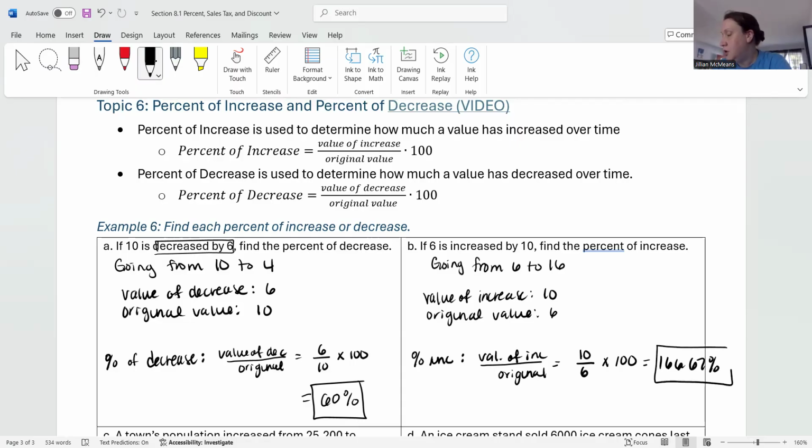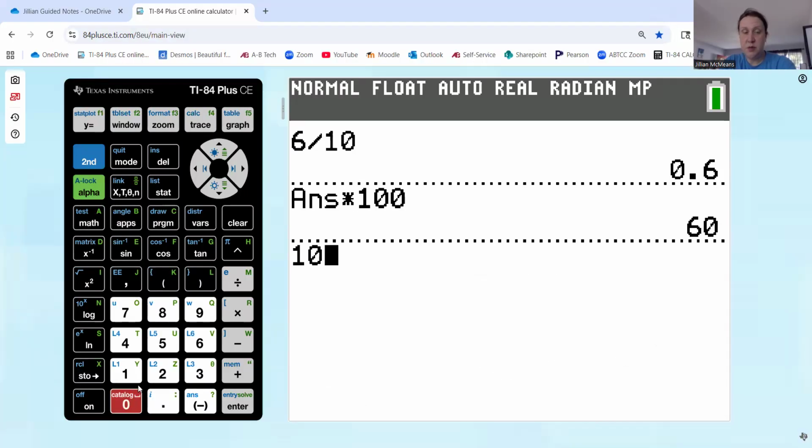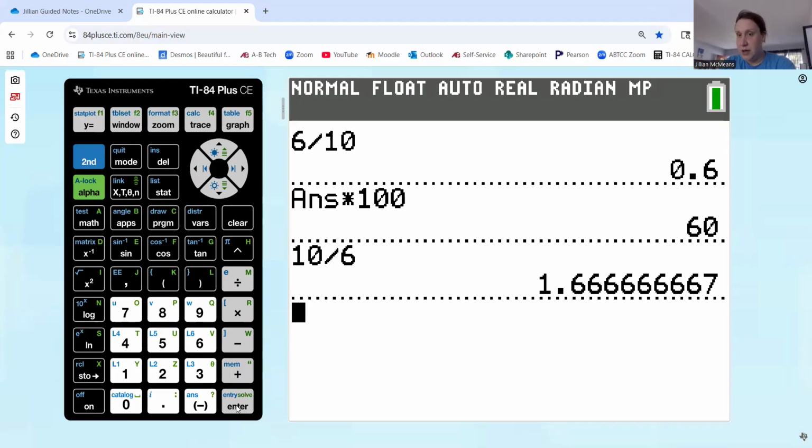All right, so let me show you on the calculator really quick. There we go. All right, so we're taking 10, that's the value of the increase. We're dividing it by 6, which was the original value. And then we get this crazy decimal. Remember, we have to move the decimal to the right twice, which is the same thing as multiplying by 100.